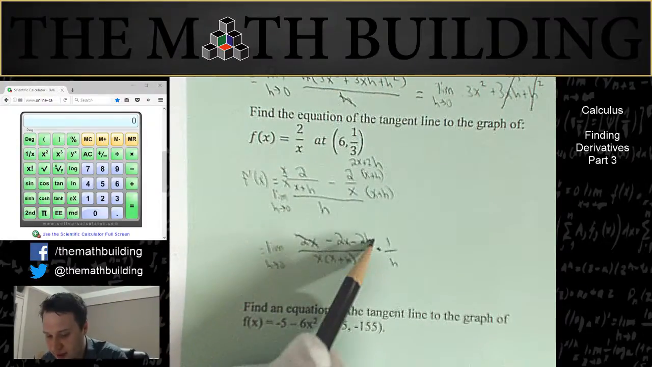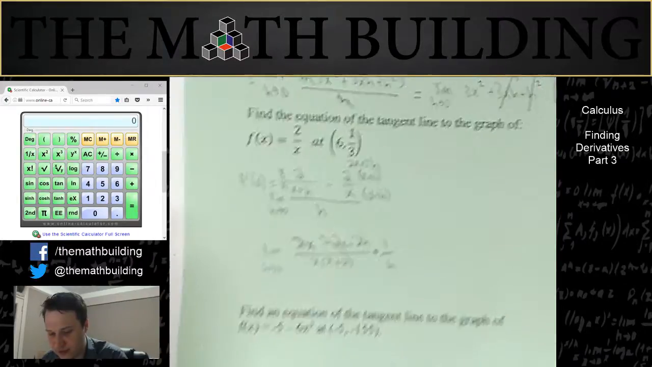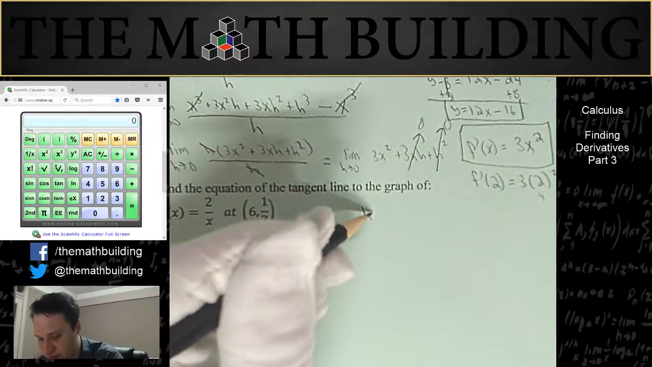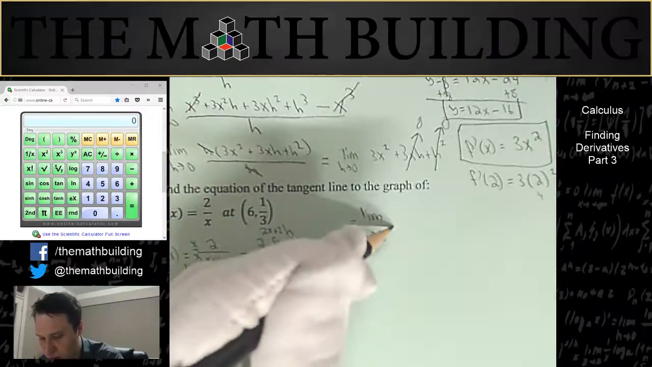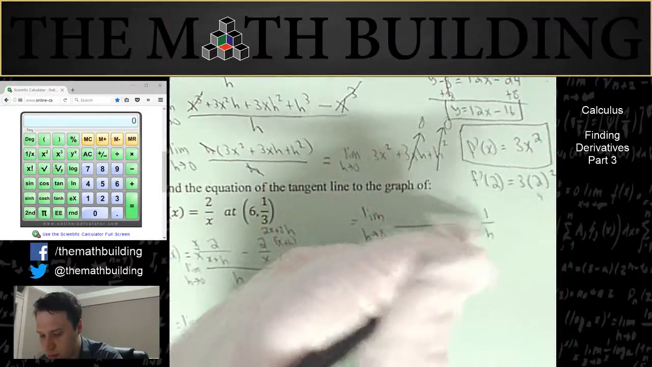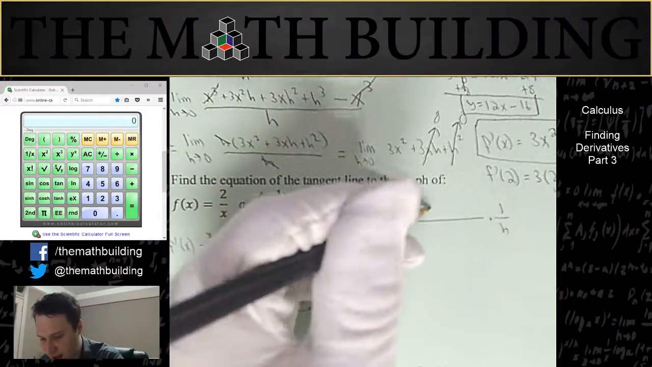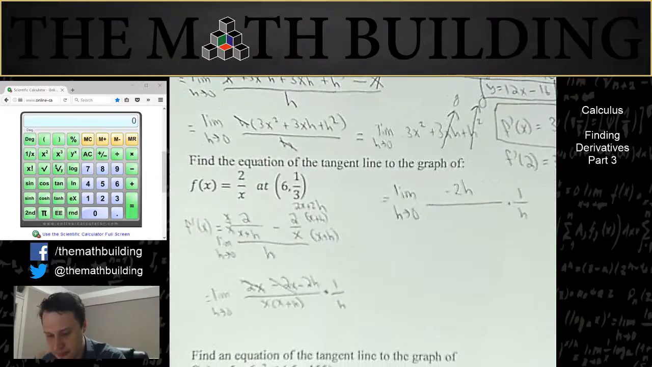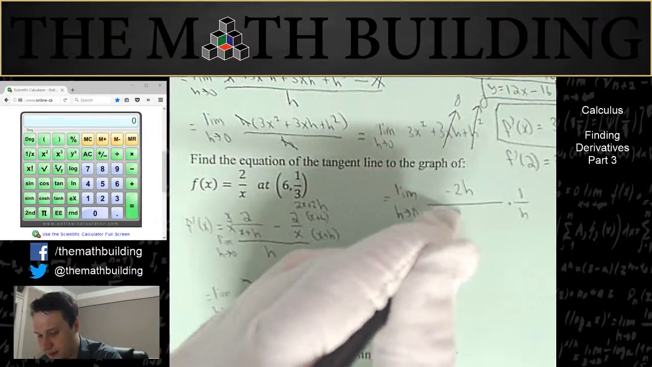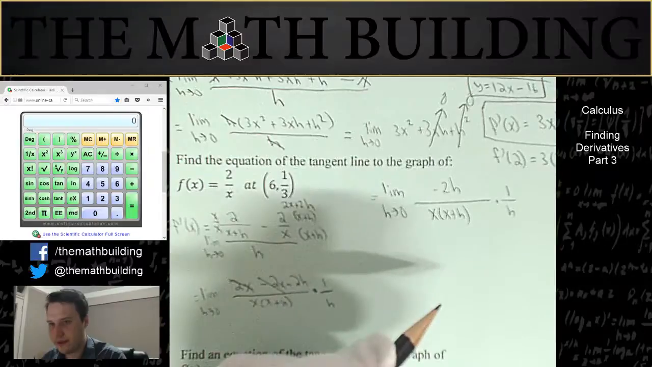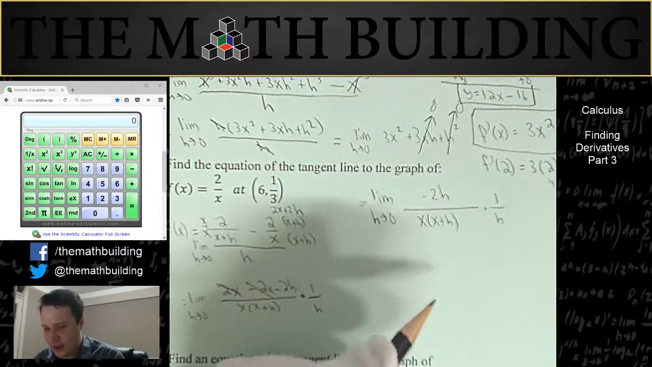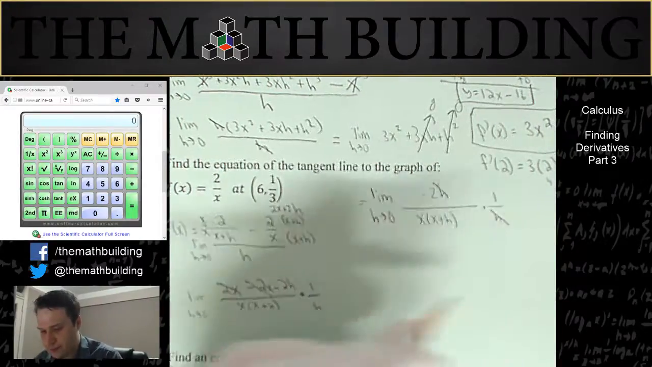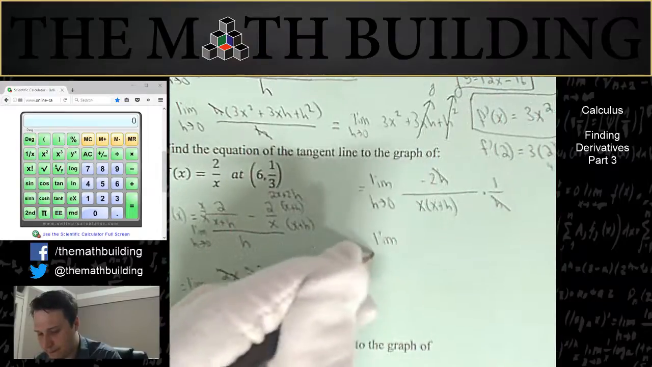So 2x cancels with negative 2x. So this simplifies to the limit as h approaches 0 of negative 2h over x times x plus h. And now we have h cancels with h. I still have my limit.